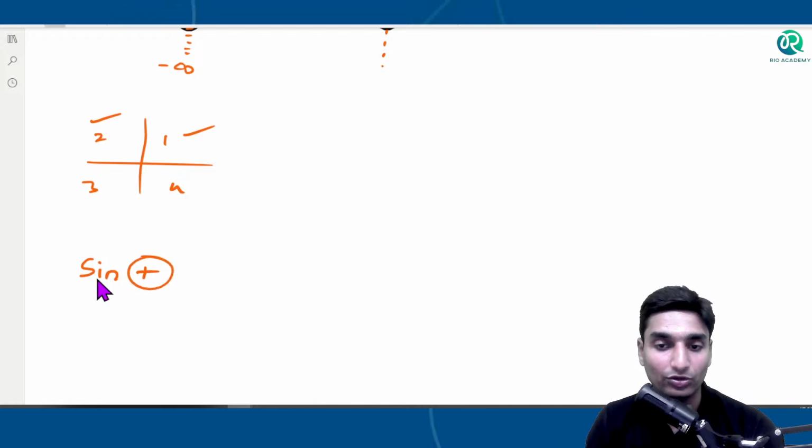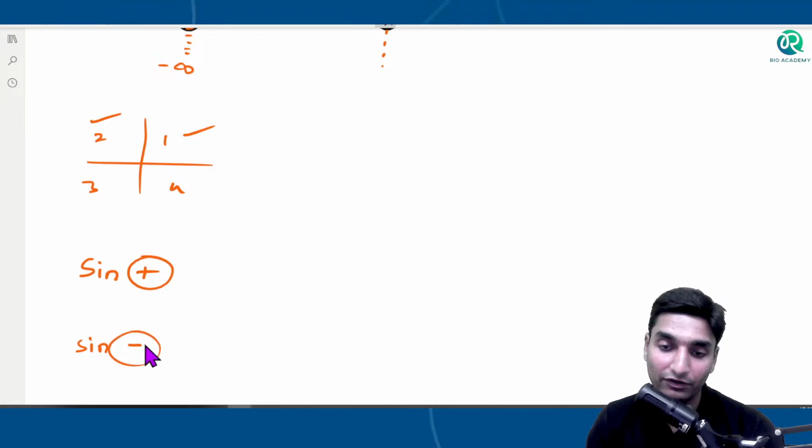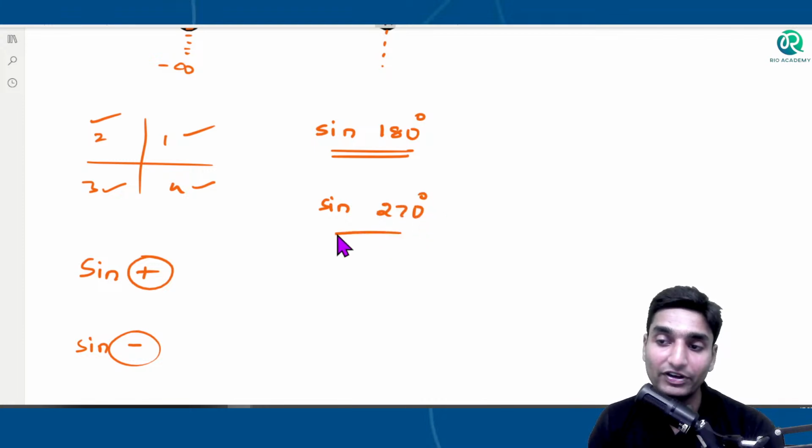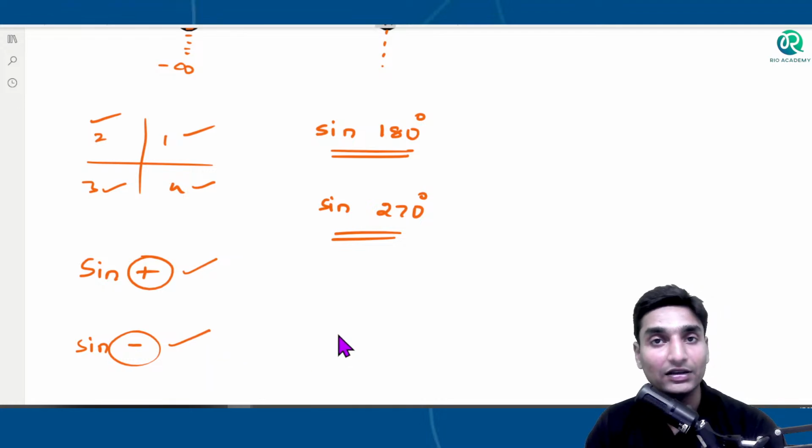Correct? The trigonometric function sine is positive in the second and the first quadrant. But the value of sine will be negative in the third and fourth quadrant. Correct? What I mean to say is, even if you want the value of sine of 180 degrees, you can find it out, right? And even if you want the value of sine of 270 degrees, you can definitely find it out on the basis of the sine conventions.